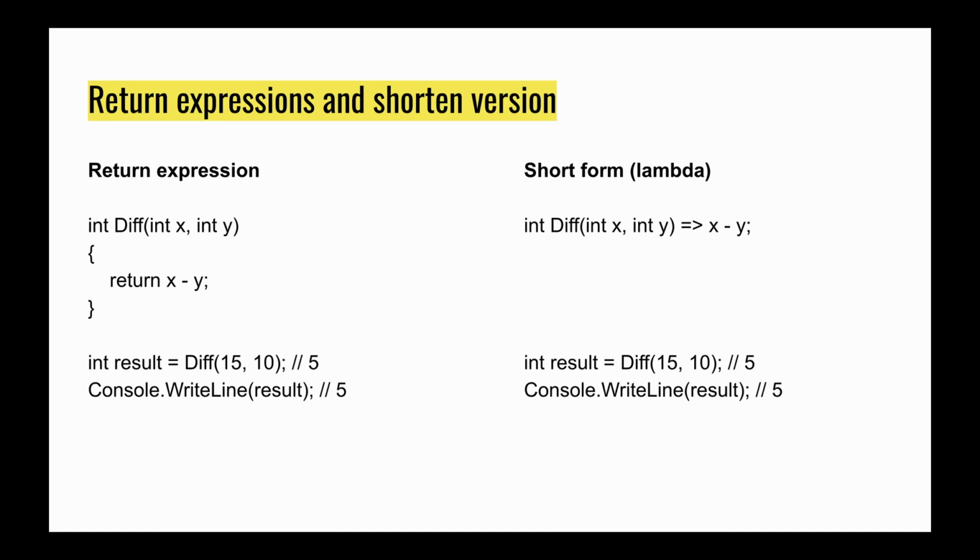A short version of the methods with the result. We can also shorten methods that return values. It is the same as the following method, but it could also be shortened with an arrow syntax.